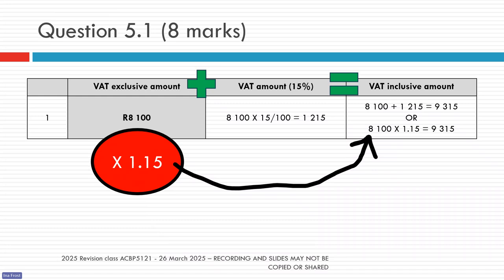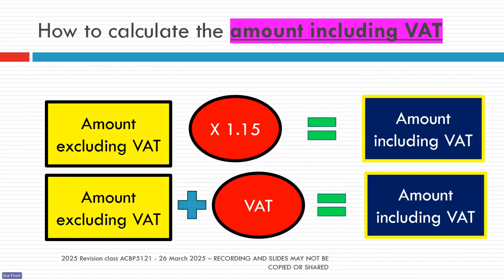And to get to the VAT inclusive amount, they could have done it in a number of different ways. They could either just have added their VAT to their VAT exclusive amount, or they could have used one of our formulas by just multiplying with the 1.15. So there were different ways to go about it, but all of these still gave the student 9,315. So if we give you the VAT exclusive amount, there are different formulas that will give you the VAT inclusive amount.